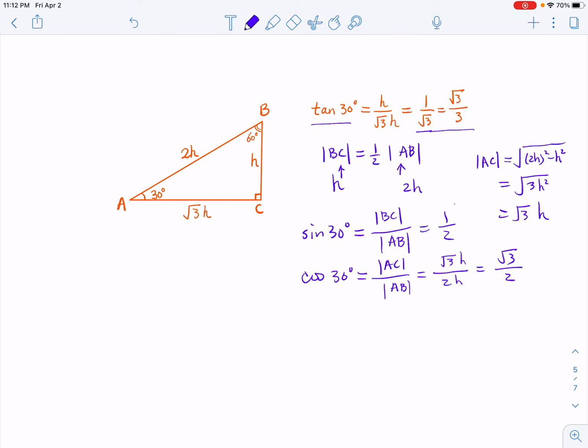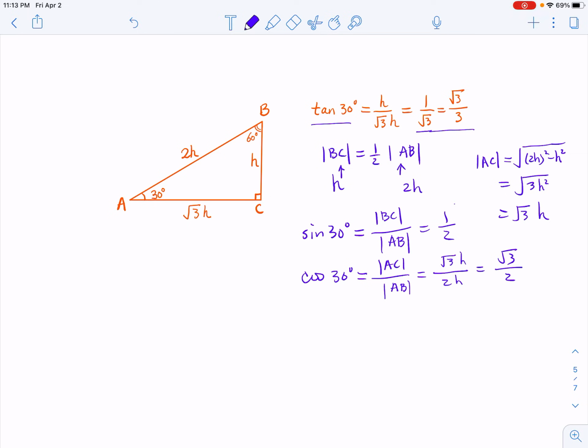So you may wonder, that's tangent 30, but we're trying to find tangent 15. When you learn trigonometry in the future, there is a half angle formula. Once you know tangent of 30, you can find tangent of half of it, which is 15. But today we're going to use another method, though it is related to this special triangle.